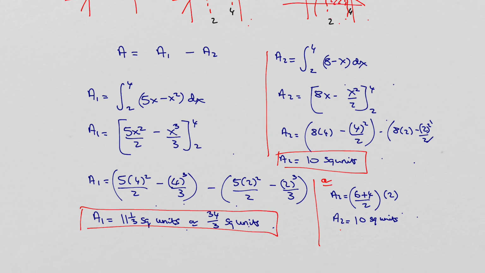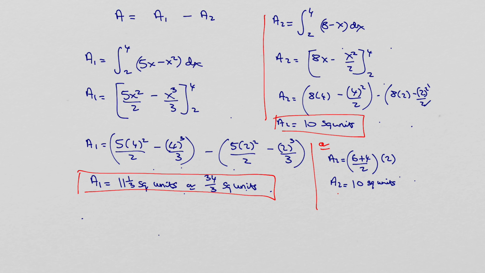So now we have area 1 and we have area 2. So therefore we say the total shaded area is area 1 minus area 2 there. So it's 34/3, and I'm subtracting 10 from that. And therefore that gives me the area to be 4/3 square units.